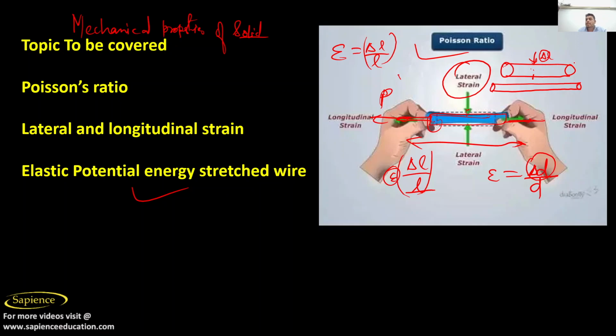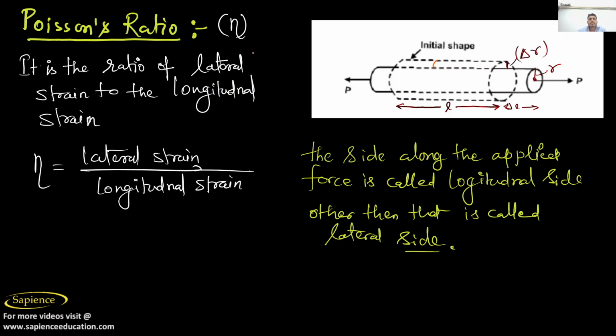Earlier the original diameter was d. Now the diameter is d minus delta d, where delta d means the change in diameter. This is known as lateral strain, and the longitudinal strain is always in the direction of the applied force. The rest is known as lateral strain. So let us define the Poisson ratio. The Poisson ratio is the ratio of lateral strain to longitudinal strain.